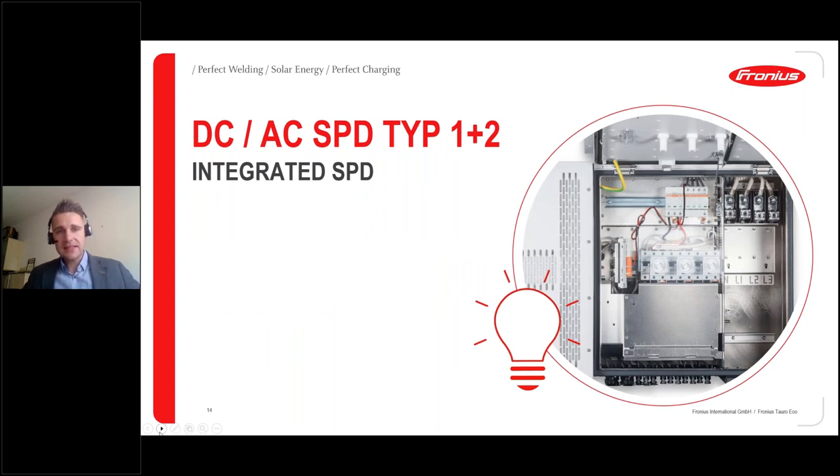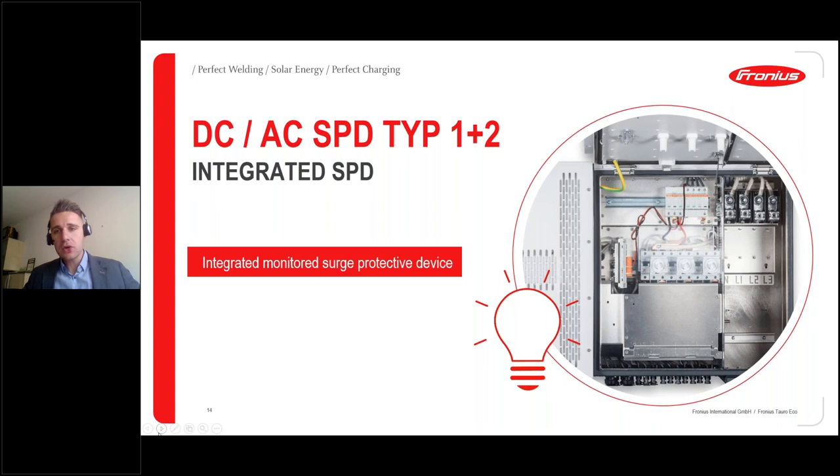What's also standardized and integrated in the Fronius Tauro Eco devices is an integrated surge protective device. So we have got integrated as standard a DC and AC SPD type 1 plus 2. So you can see here the opened device, and here mounted on the DIN rail in the upper part, we can see the DC and AC SPDs. So you do not need an additional box. You see you have got a lot of space within the inverter, so very, very good for the installation.